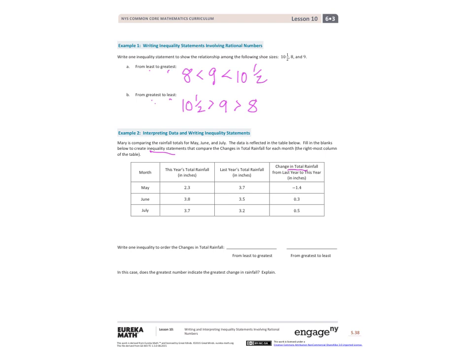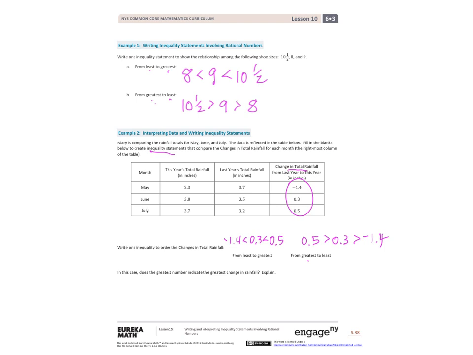So write one inequality to order the changes in total rainfall from least. So I'm looking at this column. From least to greatest means that I have negative 1 and 4/10, and then that is less than 3/10, and that is less than 5/10. Okay, now I have to go from the greatest, the largest value, to the smallest. So 5/10 is greater than 3/10 is greater than negative 1 and 4/10. Okay, so this is okay.